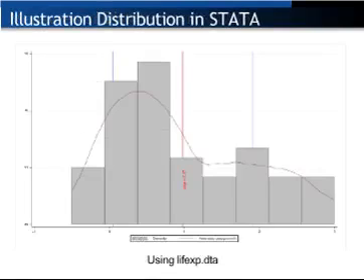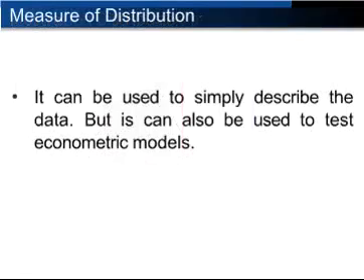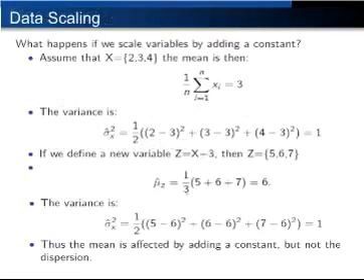Illustration. Distribution in Stata. By using the command hist pop growth, frequency normal. Measure of distribution. It can be used to simply describe the data, but it can also be used to test econometric models. Data scaling. What happens if we scale variables by adding a constant? By putting values in formulas you can get the required values of variance in example 1 and a value of 1 for variance in example 2. Thus the mean is affected by adding a constant, but not the dispersion.